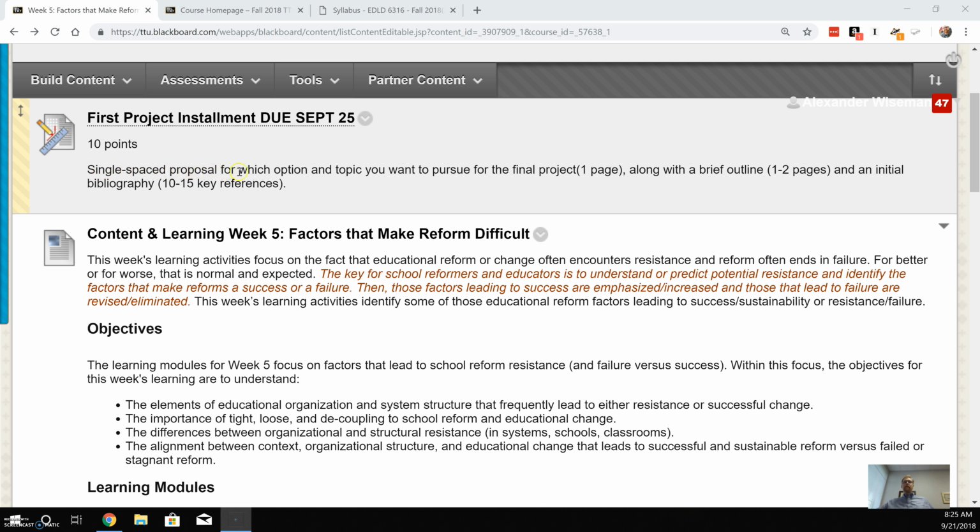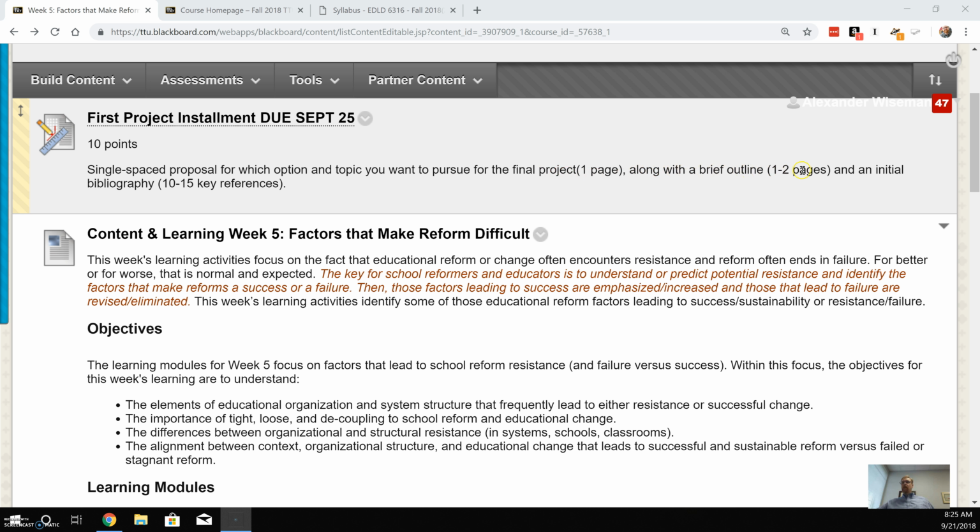Remember, this is a single-space proposal for which option, and there are 4 options for you to choose from, and which topic you want to pursue for the final project. That should be about one page telling me which option and topic you want to pursue for the final project. In that one page, I would be clear about what the point or issue or problem is that you're pursuing or that you're investigating. Provide a rationale for why that would be interesting and appropriate to pursue. Both a professional or a scholarly rationale would be fine.